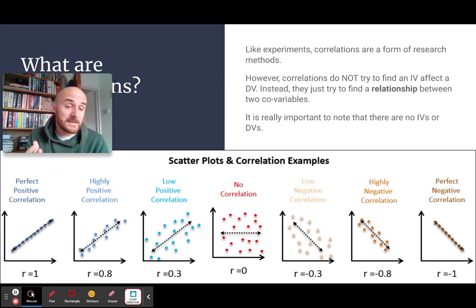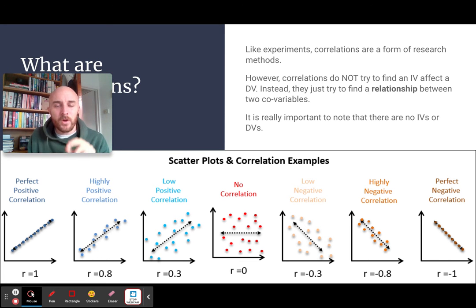So off the top of my head, and you could say, yeah, but this does cause it, but I'm not saying that. As the number of degrees centigrade goes up, so the heat of the day, the fewer clothes people wear. Now you may say, well, the sun causes me to take my clothes off. Yeah, but a correlation doesn't say that. A correlation is only trying to find a relationship.